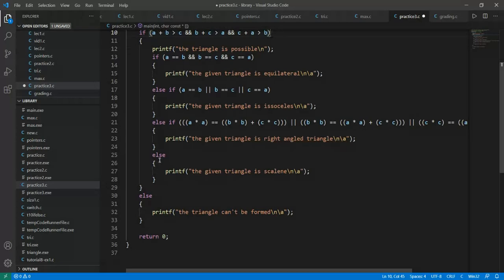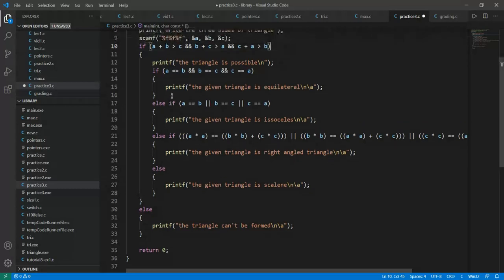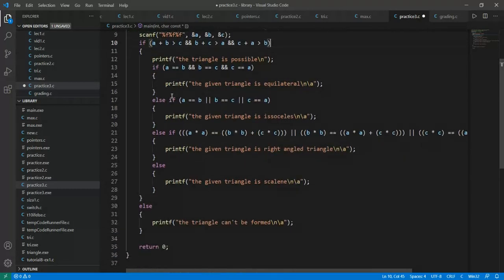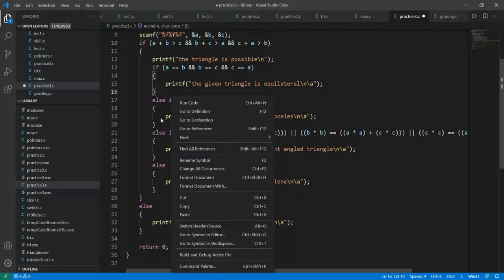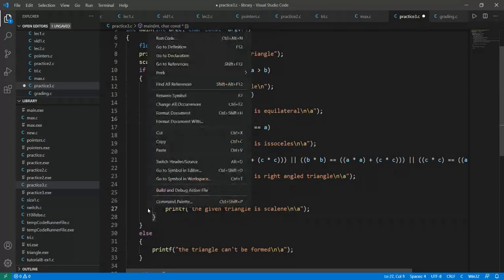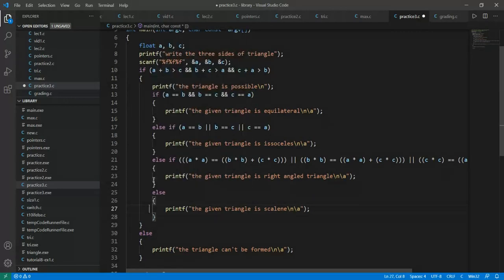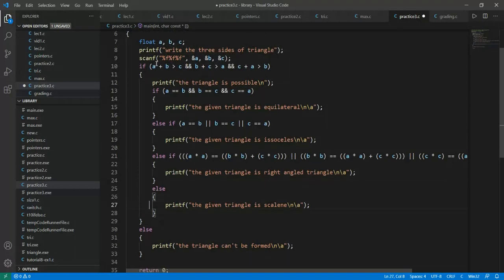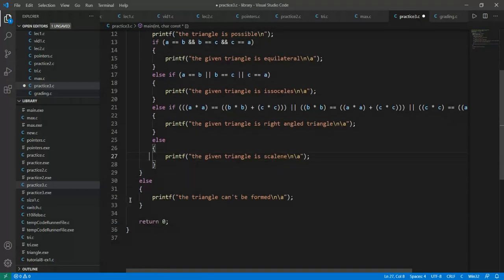And else, if this is not the case, then the triangle is scalene. This else is for this if: if these three conditions are not satisfied, then just print that the triangle is a scalene triangle. And this else is for this if: if this condition is not satisfied, then just print that the triangle can't be formed with these sides.